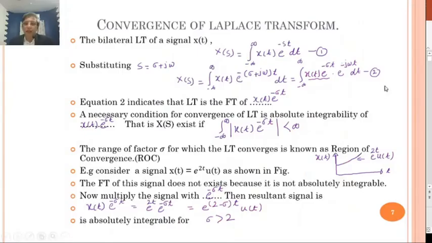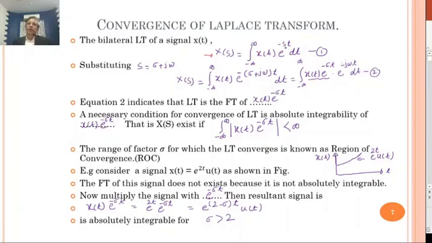Then for the convergence of the Laplace transform, here we will find the region of convergence. As we know, we cannot find the Fourier transform for a signal which is not absolutely integrable, but we can find the Laplace transform of that signal, and for that we find the range of sigma where the transform will converge. Now, this equation is the bilateral Laplace transform equation. Bilateral means from minus infinity to plus infinity, and unilateral means from 0 to infinity. There are two types of Laplace transform: first the unilateral and second the bilateral.